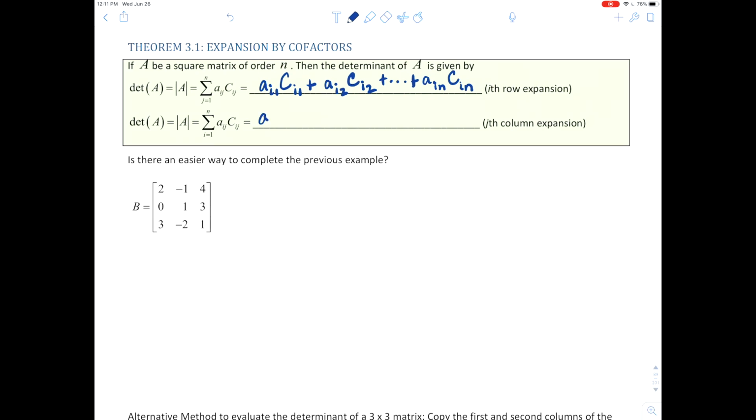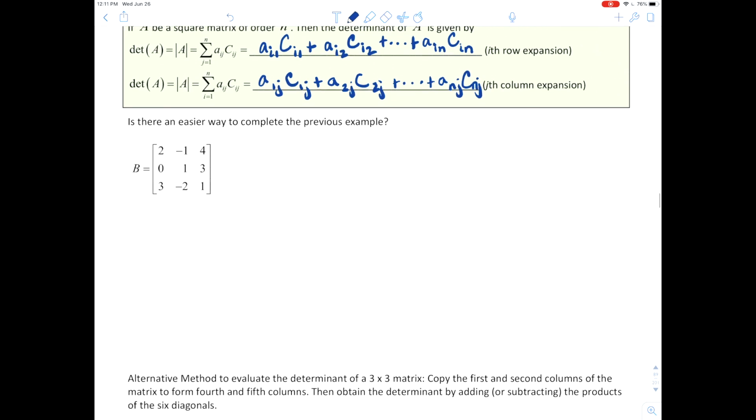So you'd have A1j C1j plus A2j C2j plus dot dot dot all the way down to ANj CNj. Groovy? Okay, so let's see it in practice.